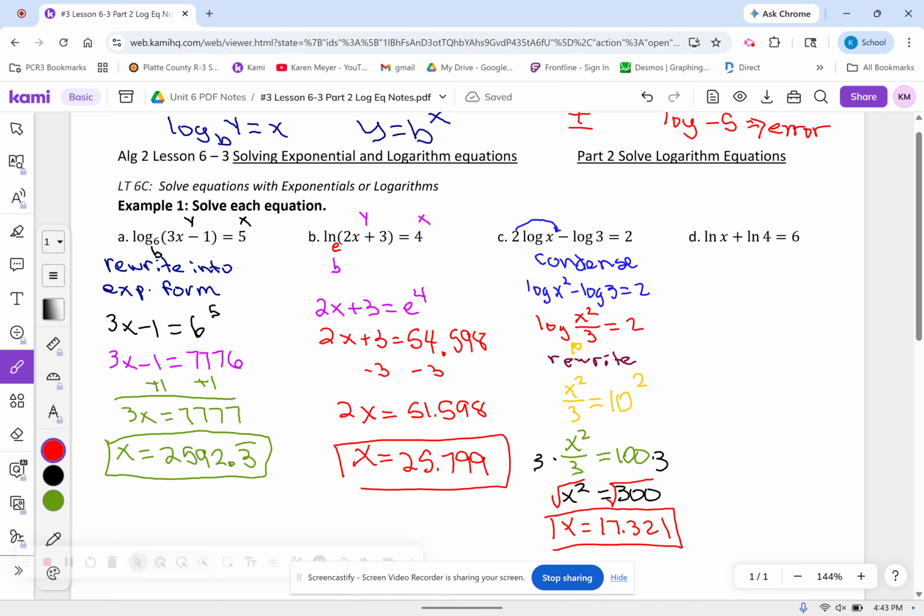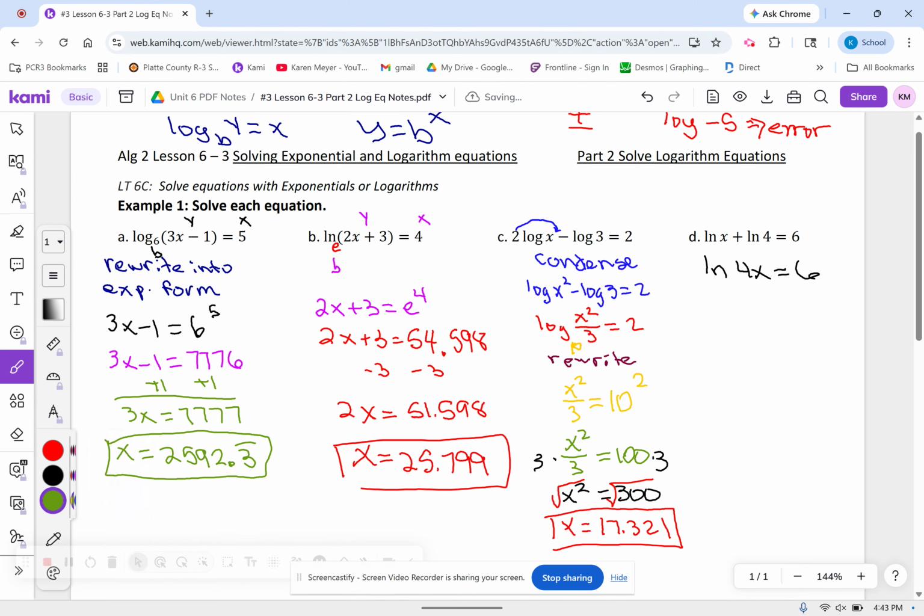Okay, on the next one, I would start by condensing this one. So I don't see any numbers in front, so no powers. I see a plus. Plus is going to change to multiplication. So ln of x times 4 is 4x equals 6. And then I'm going to rewrite. And remember, the base for ln is always the letter e.